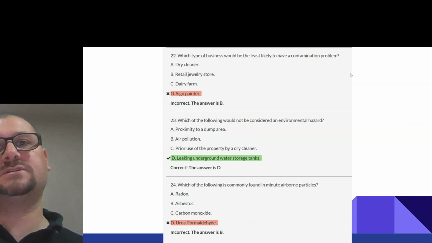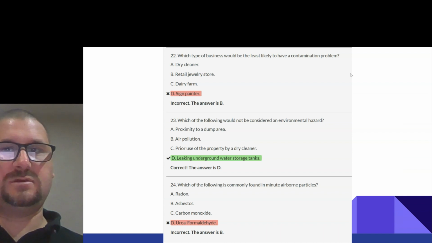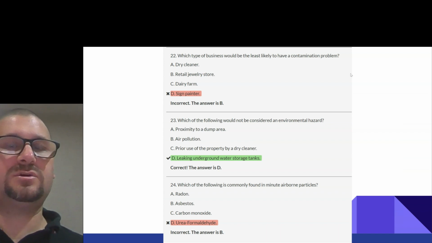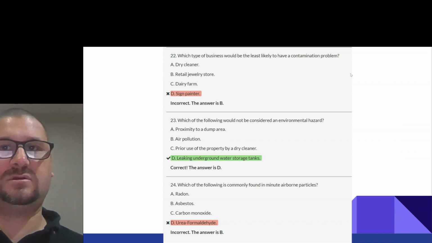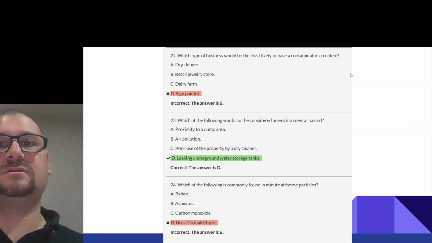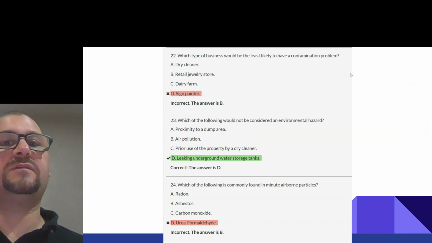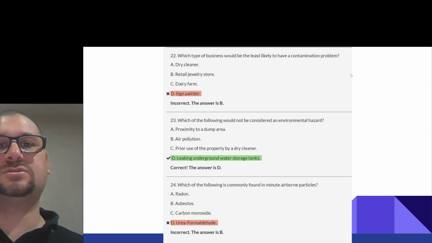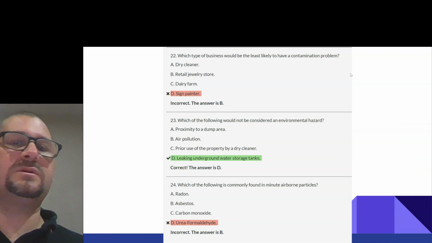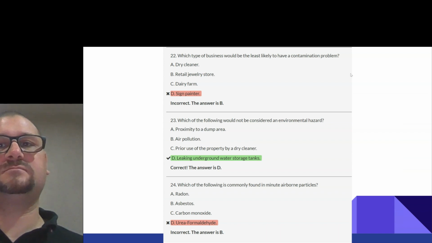Which type of business would be the least likely to have a contamination problem? So this one's going to be Bravo. Retail jewelry store. Least likely to have a contamination problem. Jewelry store. How about a dry cleaner? Yes. How about a dairy farm? Definitely. How about a sign painter? Yeah. But a jewelry store, very clean, dry, kind of like a dry room. Least likely to have contamination.